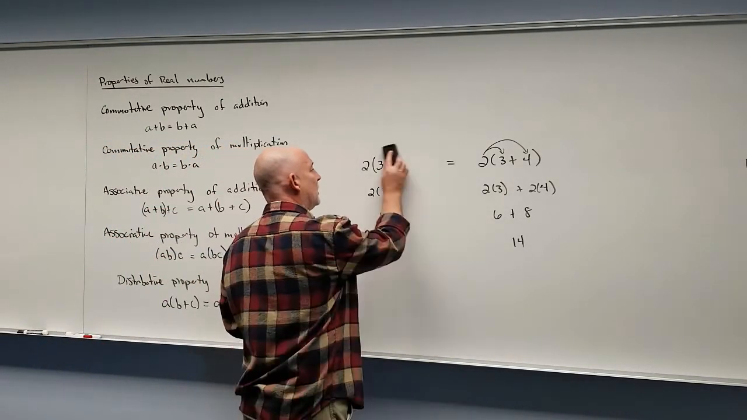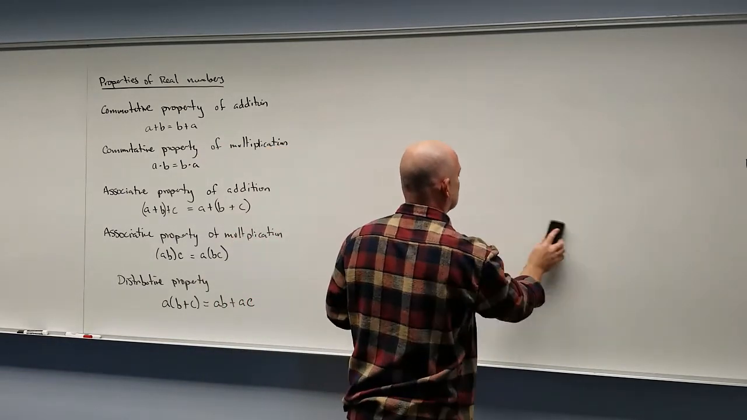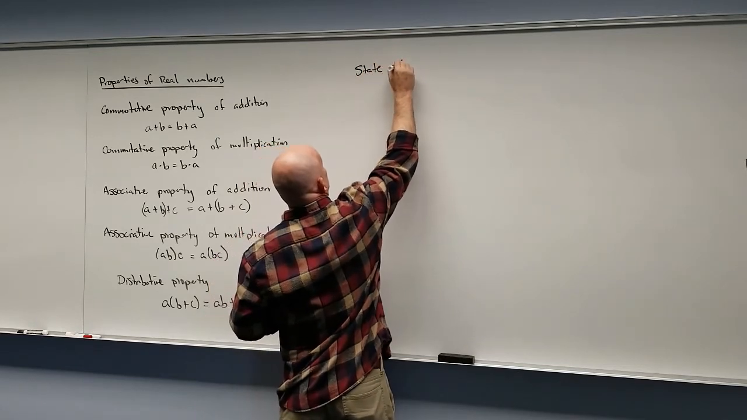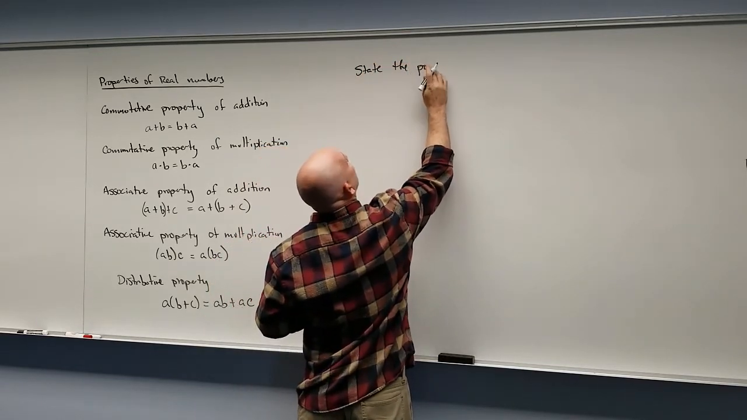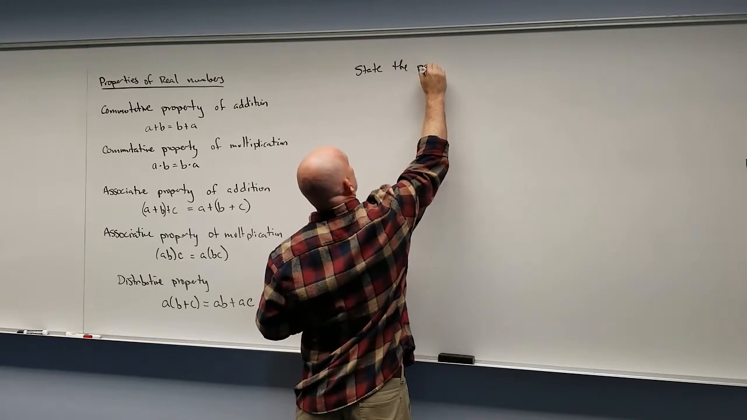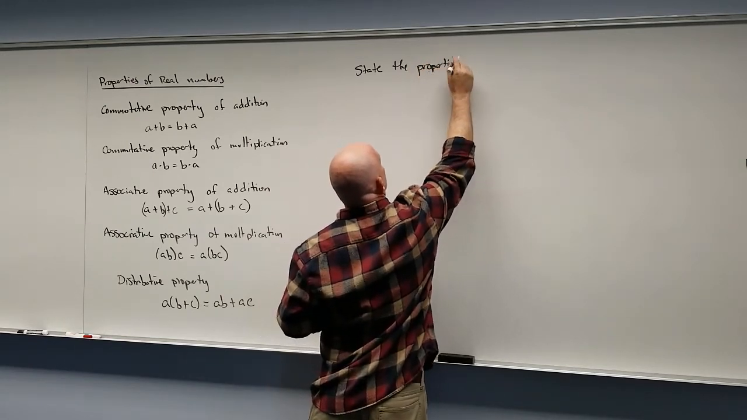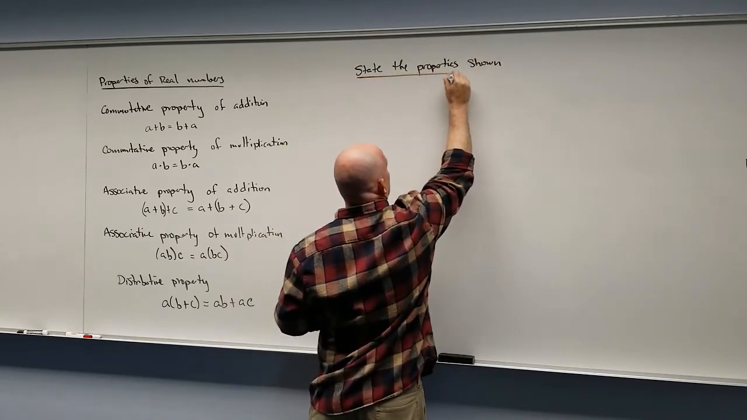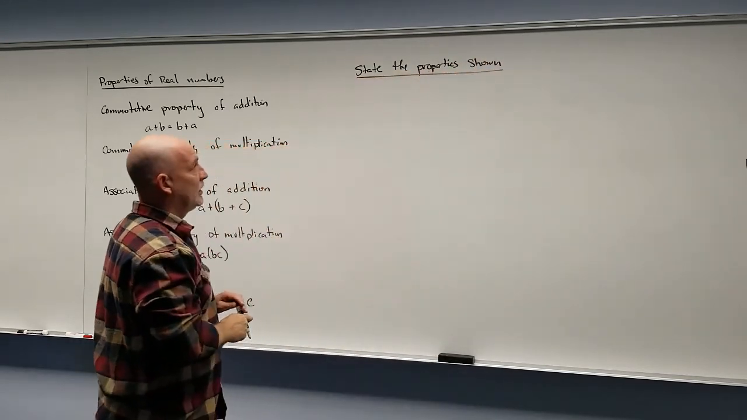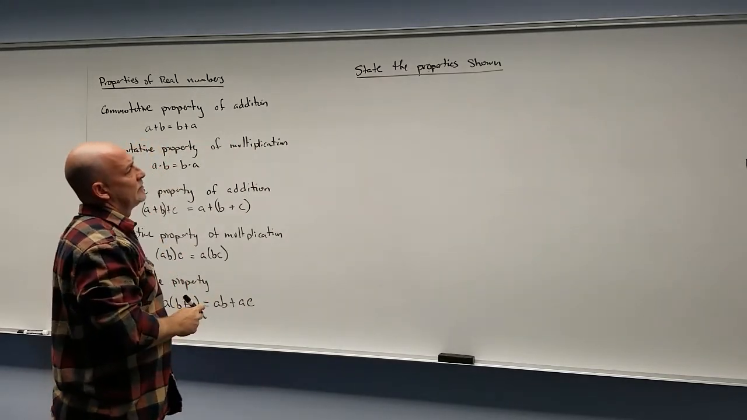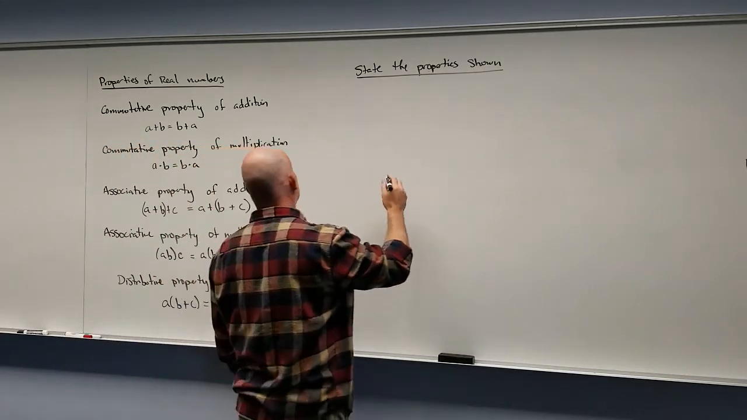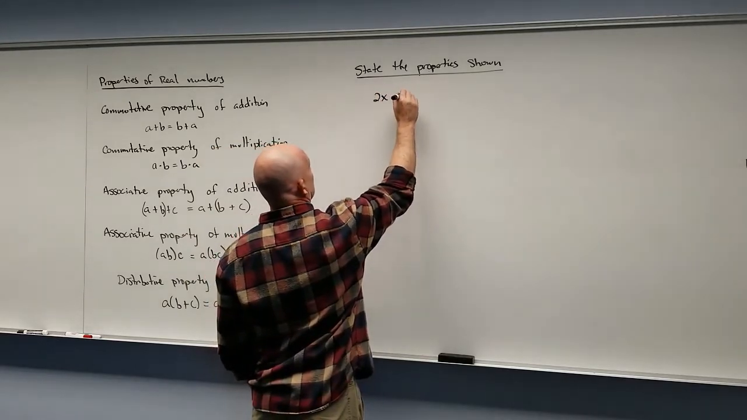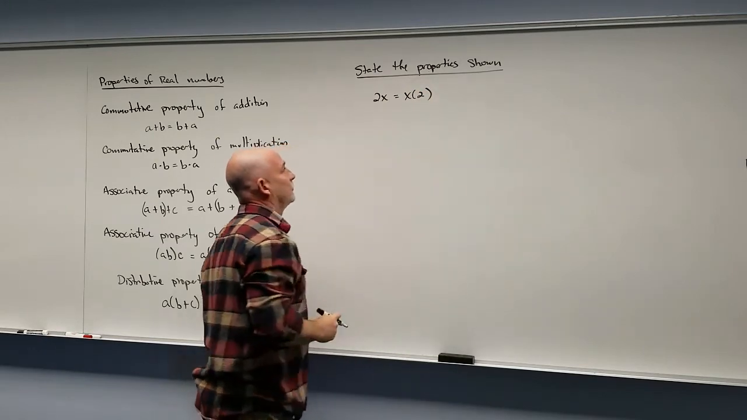Let's see if we can do this. State the properties that are shown. So I'm going to write an expression up here, and let's see if we can see what property it's displaying. So if I said 2x equals x times 2.